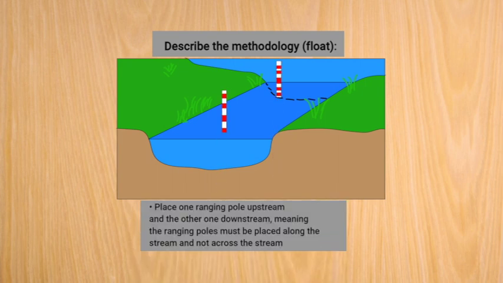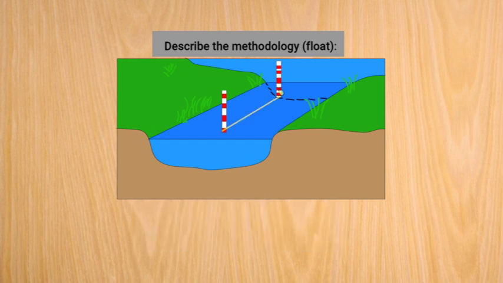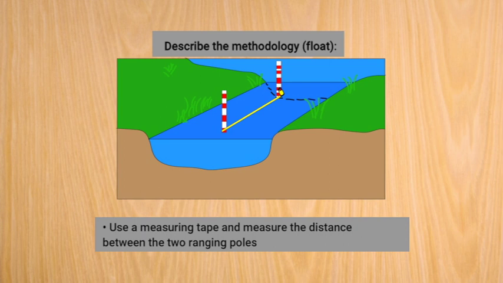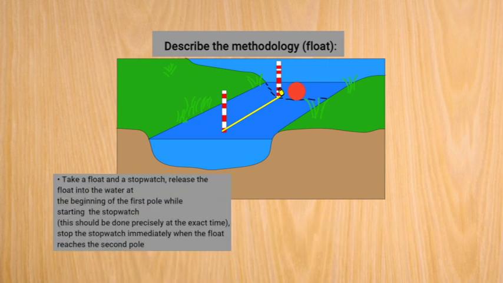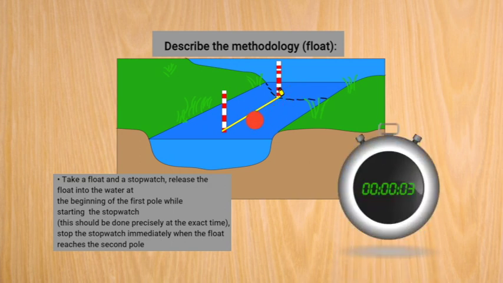Place one ranging pole upstream and the other one downstream, meaning the ranging poles must be placed along the stream and not across the stream. Use a measuring tape and measure the distance between the two ranging poles. Take a float and a stopwatch. Release the float into the water at the first pole while starting the stopwatch.